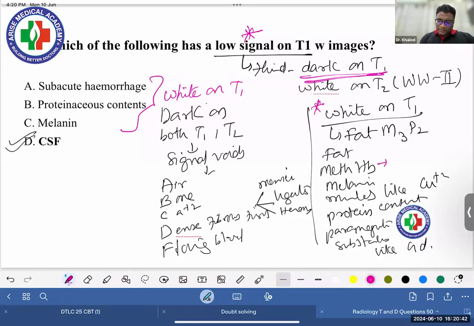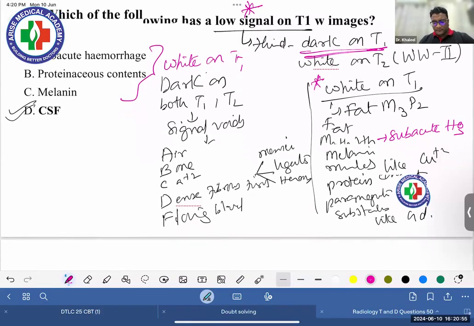The subacute hemorrhage is a stage where you have methemoglobin. Subacute hemorrhage is a stage which has methemoglobin, right? So the subacute hemorrhage, methemoglobin stage will be white on T1. Melanin, proteinaceous content, right? All of these are white on T1. CSF will be dark on T1.